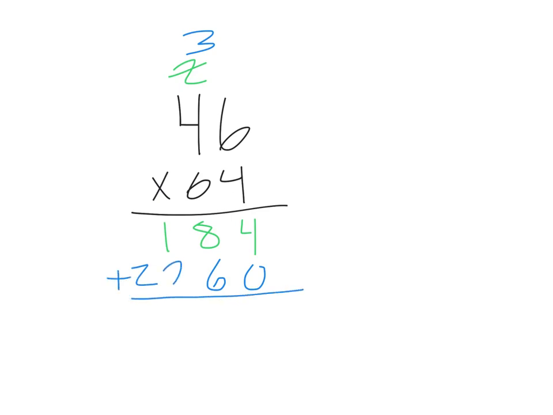And now that I have the product of 4 times 46 and 60 times 46, we need to add these numbers together. When we add 4 plus 0, we end up with 4. 8 plus 6 is 14. 1 plus 1 is 2, plus 7 is 9. And I'm going to bring that 2 down because there's nothing to multiply or add it with. We end up with a product of 2,944.